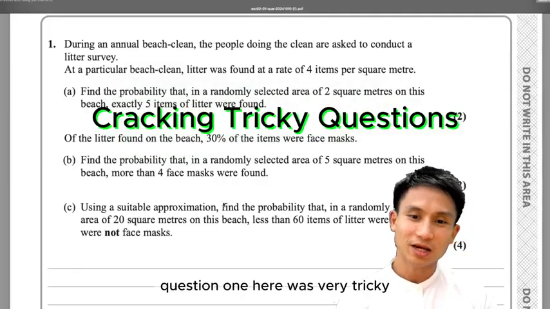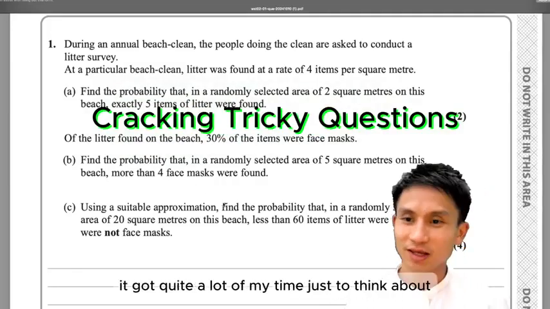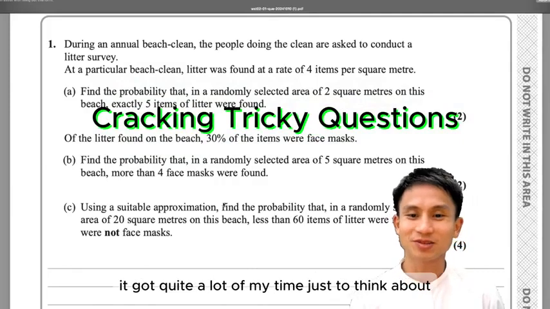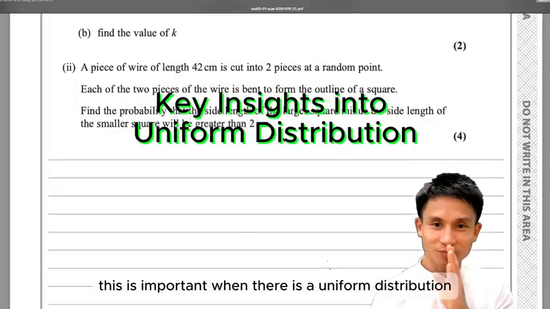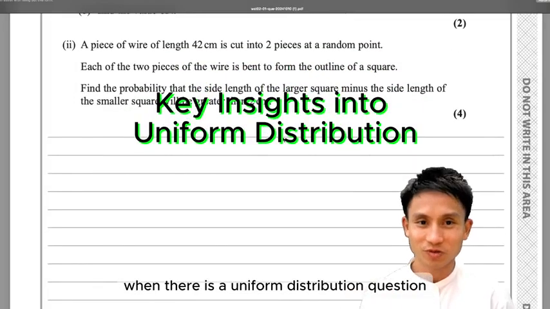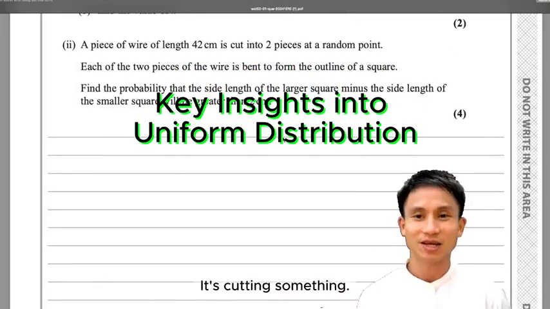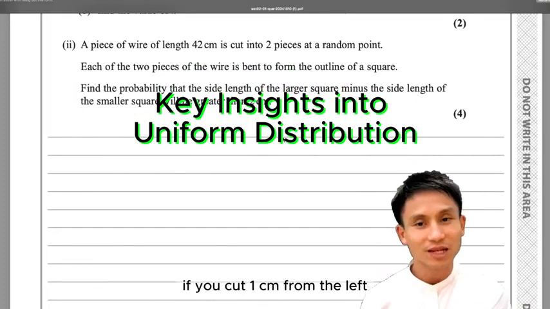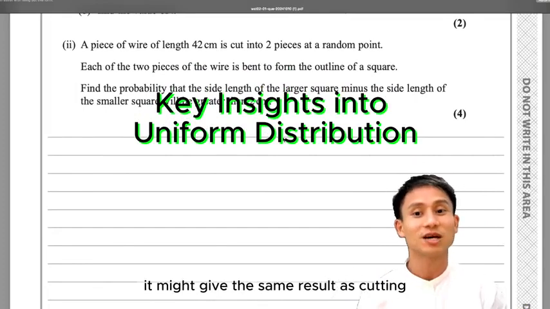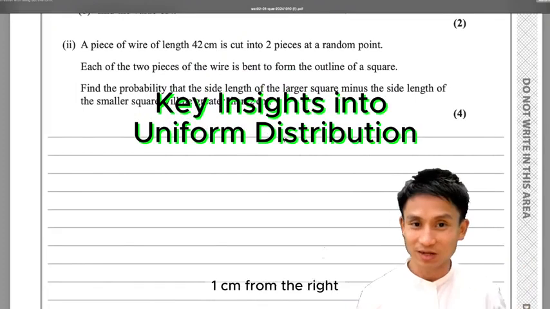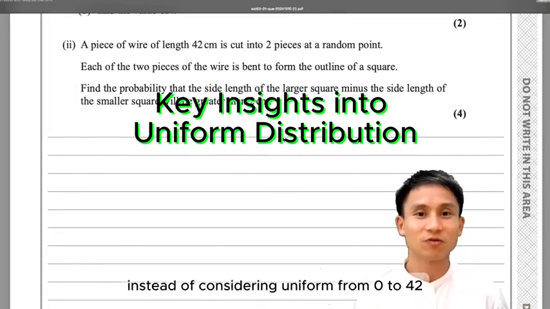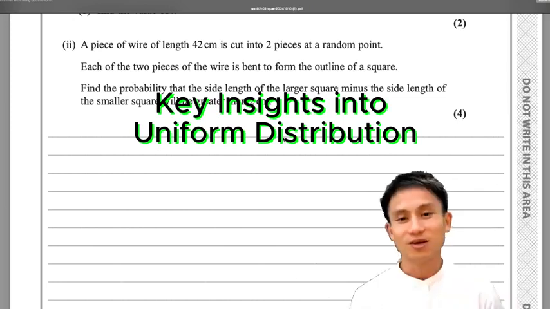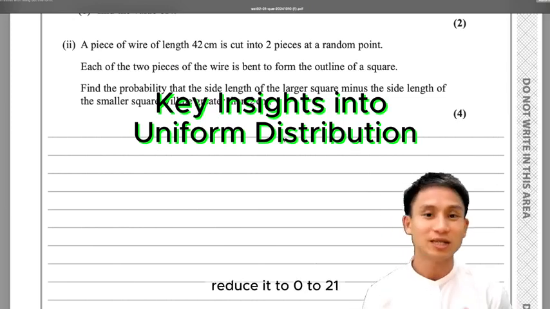Question 1 here was very tricky. It took quite a lot of my time just to think about the 30% here, guys. This is important: when there is a uniform distribution question that is cutting something, if you cut 1 centimeter from the left, it might give the same result as cutting 1 centimeter from the right. So that is why, instead of considering uniform from 0 to 42, reduce it to 0 to 21.